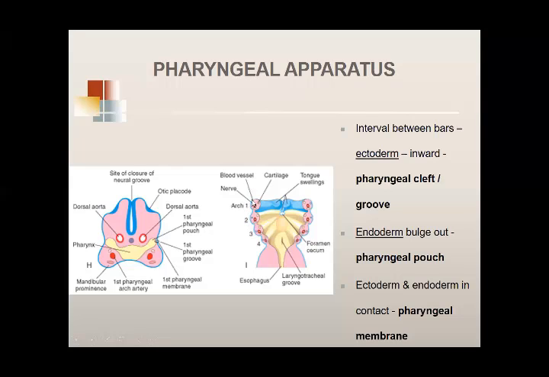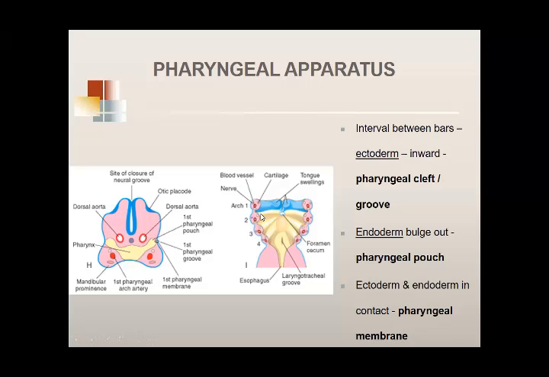Okay? On the outside, you have ectoderm, and this is loose mesenchyme. Where at the site of loose mesenchyme, the ectoderm bulges inwards in this direction. So this inward indentation, or bulging of the ectoderm, produces this structure which is called pharyngeal groove, or also called pharyngeal clefts. Both the nomenclatures are correct.